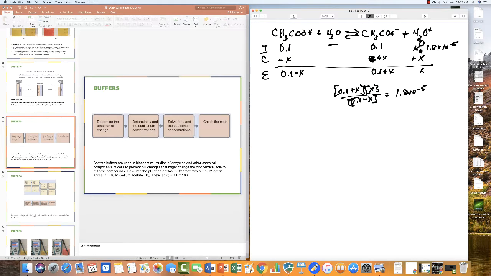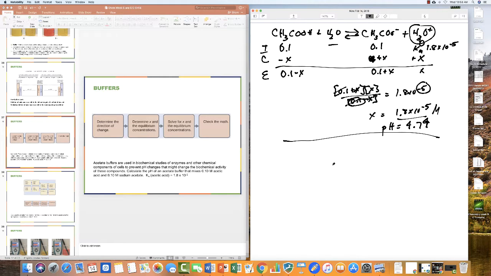Okay, again, 0.1 is a very large number compared to X, so we can drop X from this and we can drop it from that. And basically we end up with X equal 1.8 times 10 to the minus 5, approximately. And so the hydrogen ion concentration is approximately this. If you put that in your calculator, the pH of this solution is going to be 4.77. Or excuse me, 4.74. Sorry.